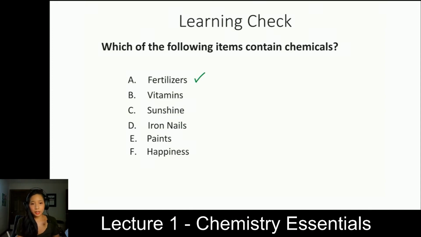Vitamins. I can hold a vitamin. I take it, and hopefully those vitamins nourish my body, in addition to the things that I eat. So vitamins also contain chemicals. What about sunshine? This one's a tricky one. Can you hold sunshine? No, I can't put it in a bottle. I can't carry it around with me. So sunshine is not a chemical. Sunshine is made of light, which I think we will talk about later in this semester. It's not a chemical, but we do deal with light as a form of energy.